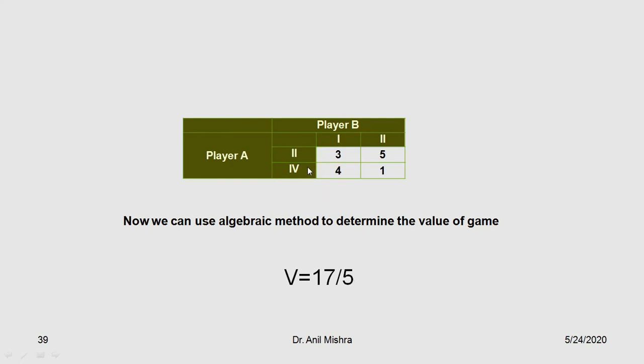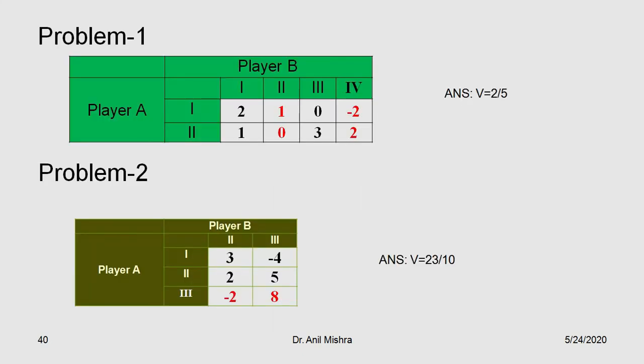And you can calculate the probability that player A follows the first strategy and that of the second strategy also. Okay, so this is the way of solving the problem with the m by 2 matrix graphically.